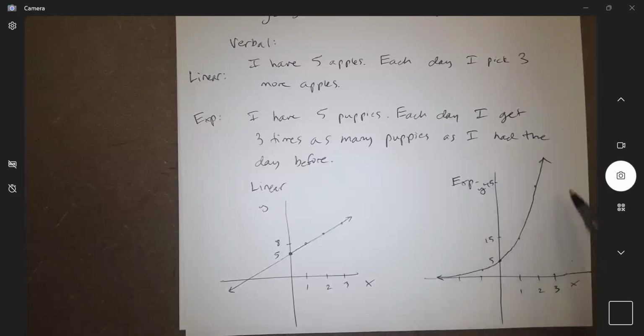This is exponential growth compared to linear growth, but you could also do the same thing with exponential decay and linear decay. Right, okay, I think.